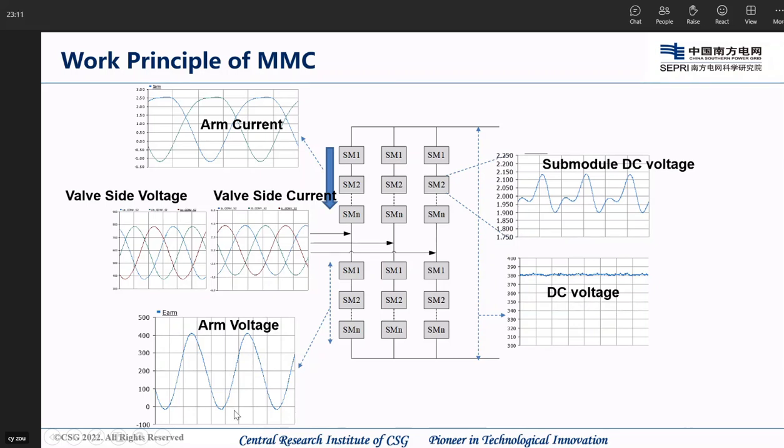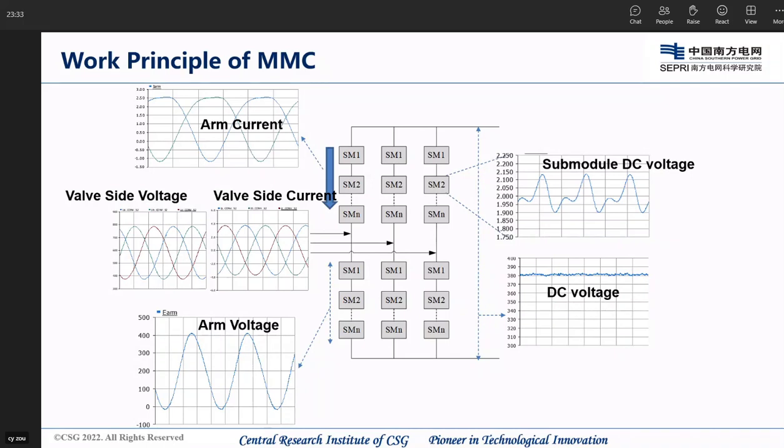This one is the arm voltage. It is also a sine wave, and it is decided by the number of switched in submodules. In the right part, this is the DC voltage. It remains constant because the number of switched in submodules between DC poles is constant. And the other one is the submodule DC voltage.